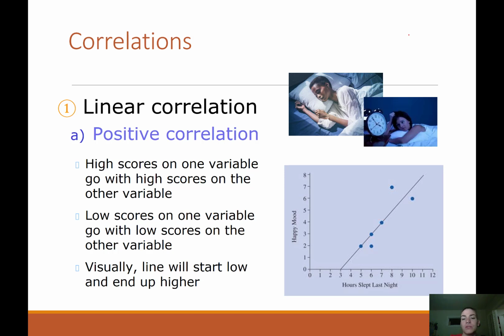So the example that we just worked through together for our scatter plot, happy mood and number of hours slept. Low scores on hours slept correspond to low scores on the mood scale, and high scores on hours slept correspond to high scores on the mood scale. So if you drew a line through the points on our scatter plot, you end up with starting low, and then you have a line that goes up, or in other words, it has a positive slope, indicating that there's a positive correlation between these two variables.